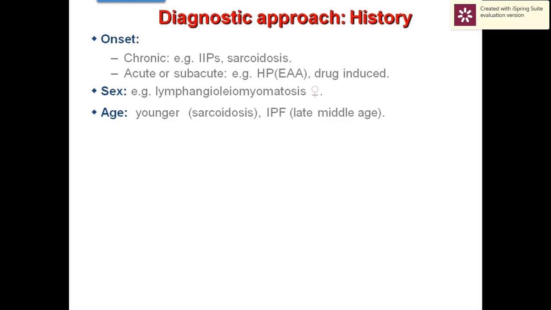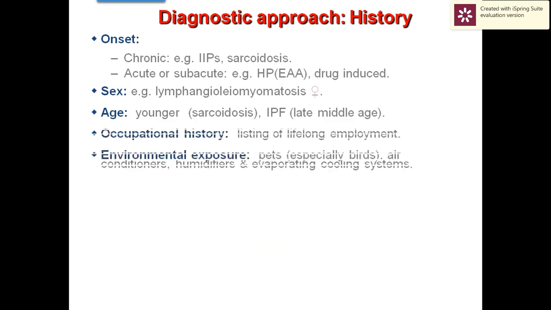People who always have poultry at home or have pet birds are all at high risk of developing HP. Females: it is not common, but LAM, lymphangioleiomyomatosis, can affect females rather than males. Age also plays a big role. Idiopathic pulmonary fibrosis affects patients older than 50-55, while in younger patients sarcoidosis is most common. Connective tissue disease related interstitial lung disease is also common.